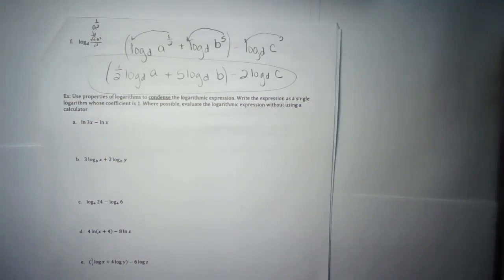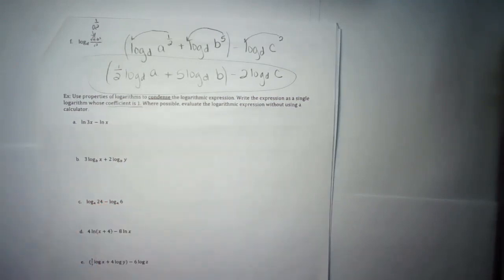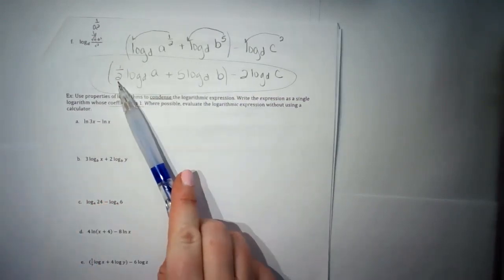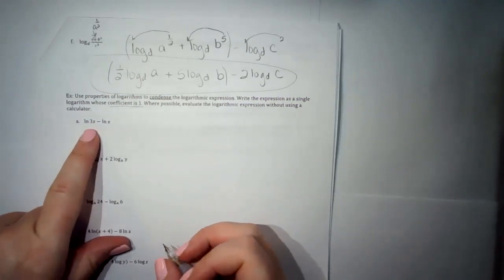When you're all done, I only want to see the word log one time, or the letters ln one time. Also make sure your coefficient is 1. There shouldn't be any coefficients in front. They should be moved back as exponents. It should be as teeny tiny as possible. All right, here we go.